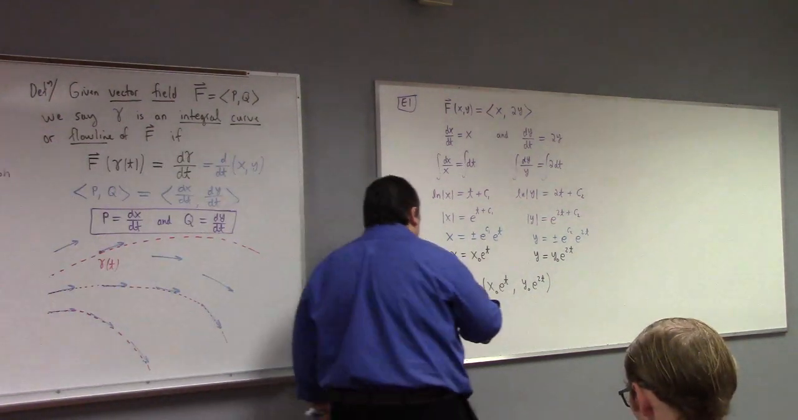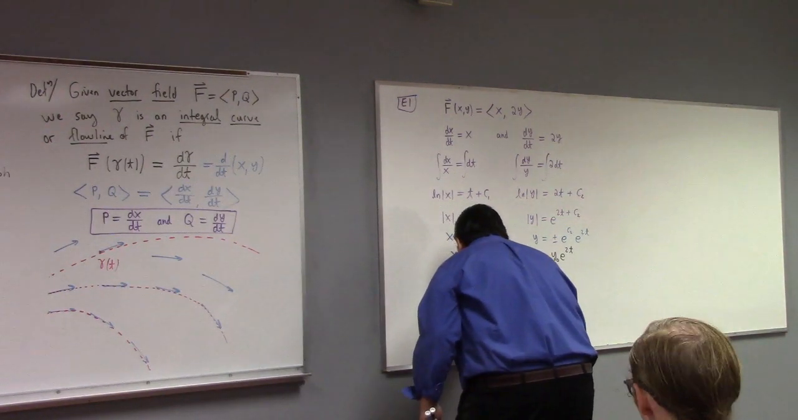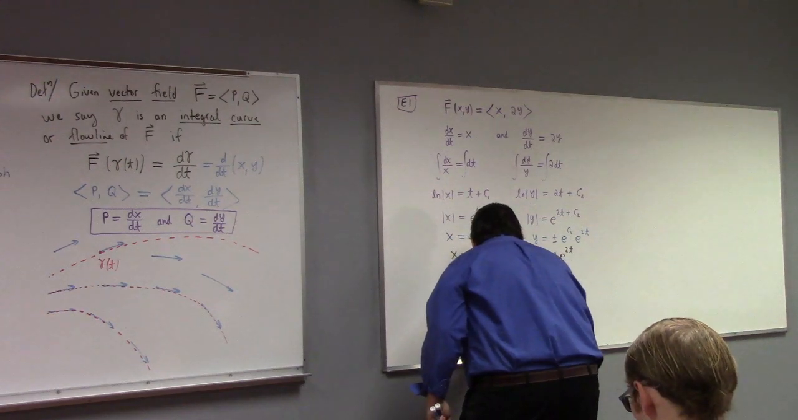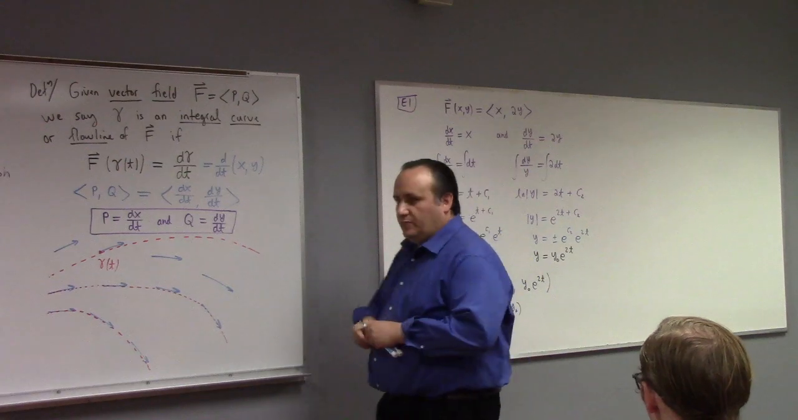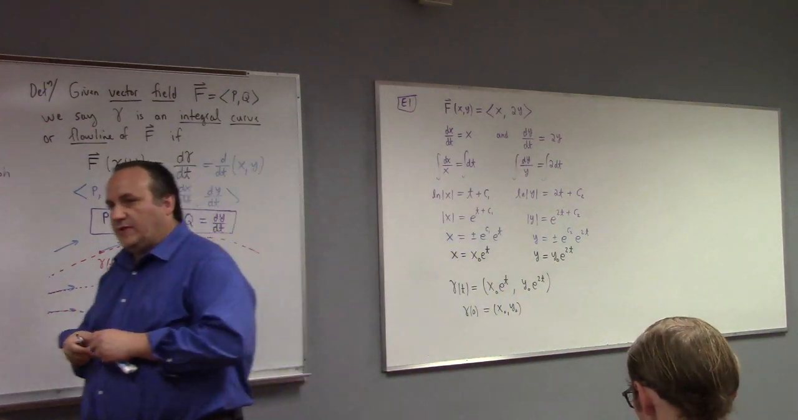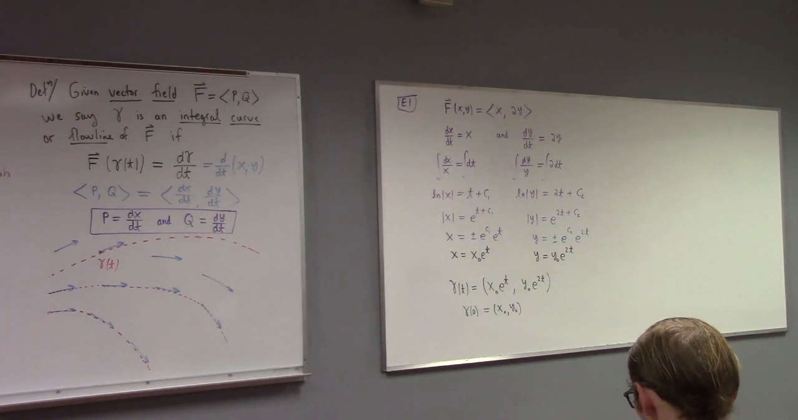Like here, gamma of 0 is exactly x naught, y naught, right? So that's at t equals 0, it's going through that point, and it should align with the vector field, right? Now there's one exceptional case here.